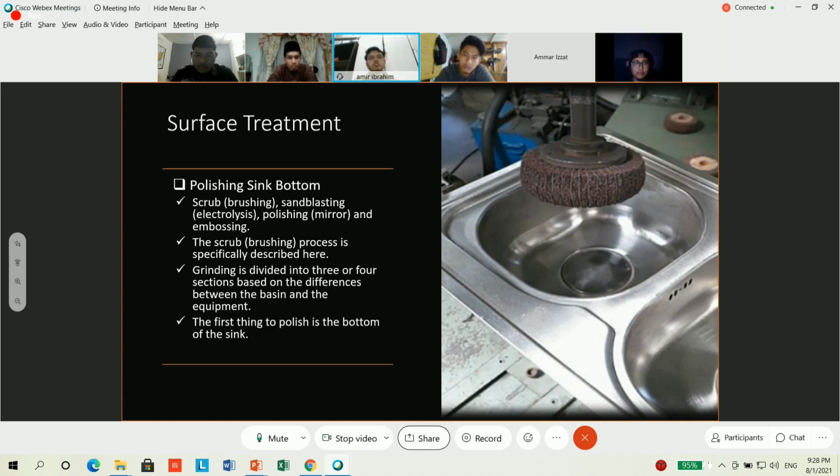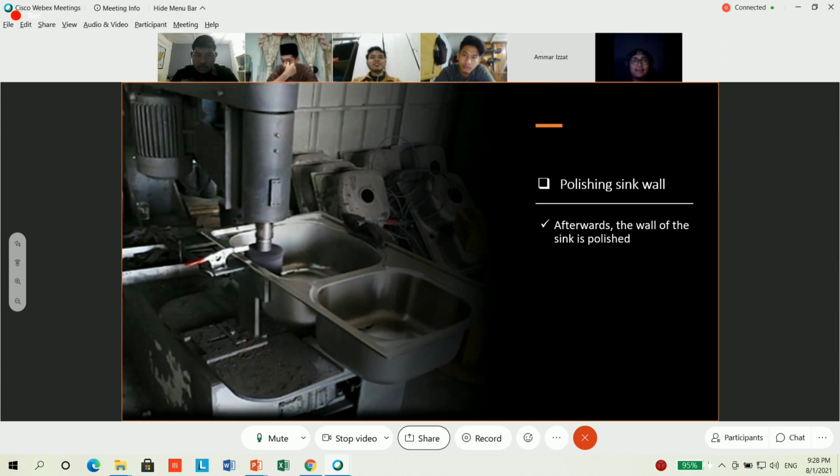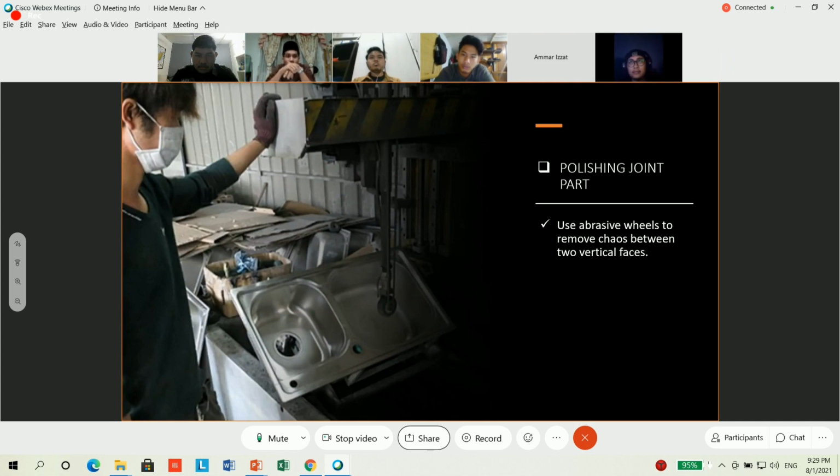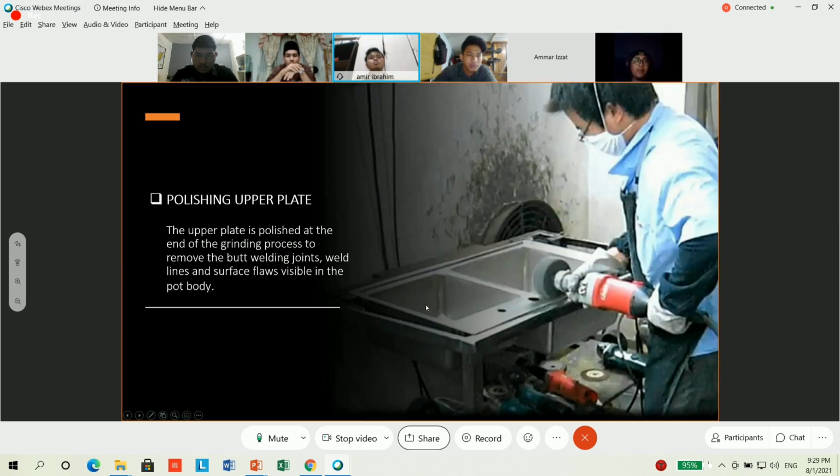So for the next process is polishing sink wall. After that, the wall of sink is polished. Next, polishing joint apart. Use abrasive wheels to remove jaws between two vertical faces. Okay, next, polishing upper plate. The upper plate is polished at the end of the grinding process to remove the butt welded joints, weld lines, and surface flaws visible in the pot body.